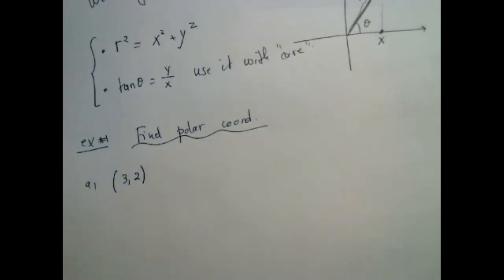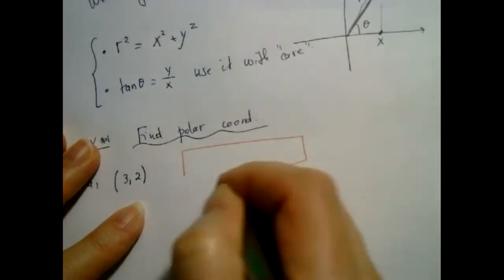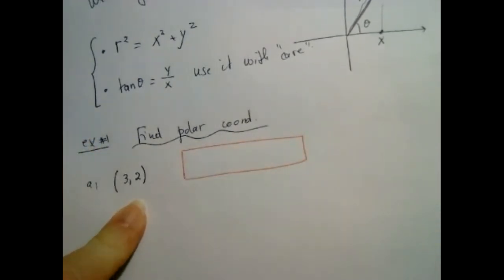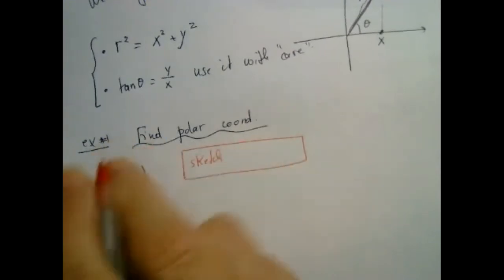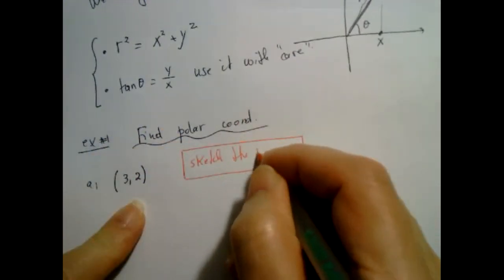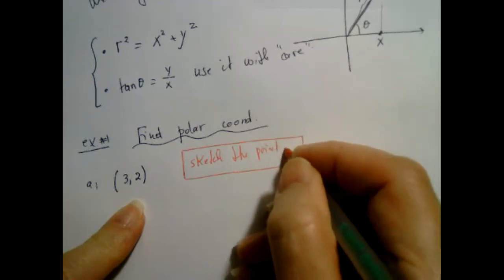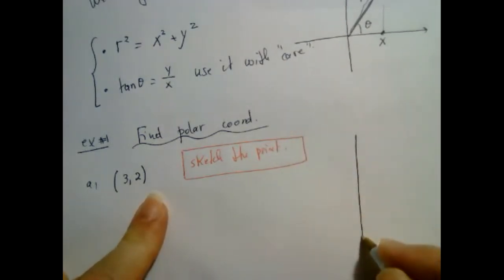Step number one, you have to sketch the point. Start by sketching the point. If you don't sketch the point, you're going to make a lot of mistakes. So first, especially going from Cartesian to polar, sketch the point. Those are Cartesian, so we have to be very careful now.